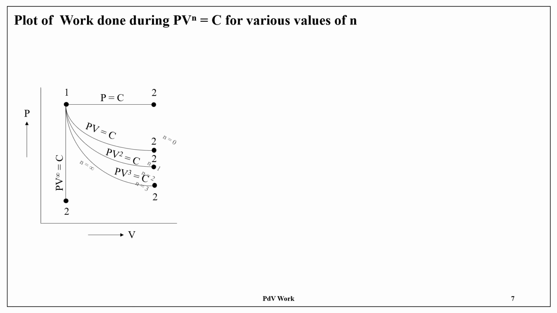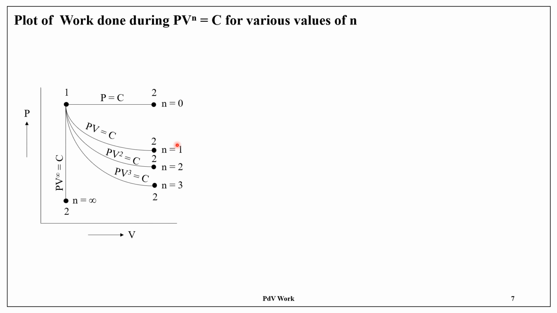Now what we are going to do is, in the first process, n equal to 0. What is this n equal to 0? Here PV^n equal to 0. If you substitute 0 for n, then V^0 equal to 1, which gives you pressure equal to constant. Therefore, when n equal to 0, it is a constant pressure process.